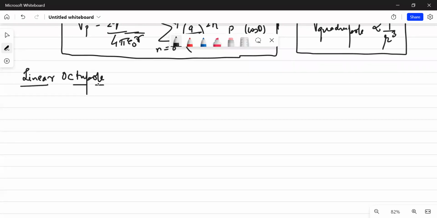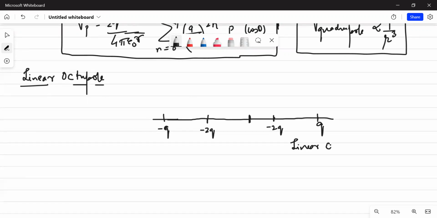For linear quadrupole we need actually this kind of configuration. So this kind of configuration is called a linear quadrupole configuration. So I'm writing it here. We'll do it tomorrow. This is minus 2q. I'll write q here, and again I'll write minus 2q here, and this is at. So this is your linear quadrupole. So this is how you express your linear quadrupole arrangement. Sorry, quadrupole बोल रहा हूँ, linear octupole arrangement. So this is your linear octupole arrangement that we are going to see tomorrow.